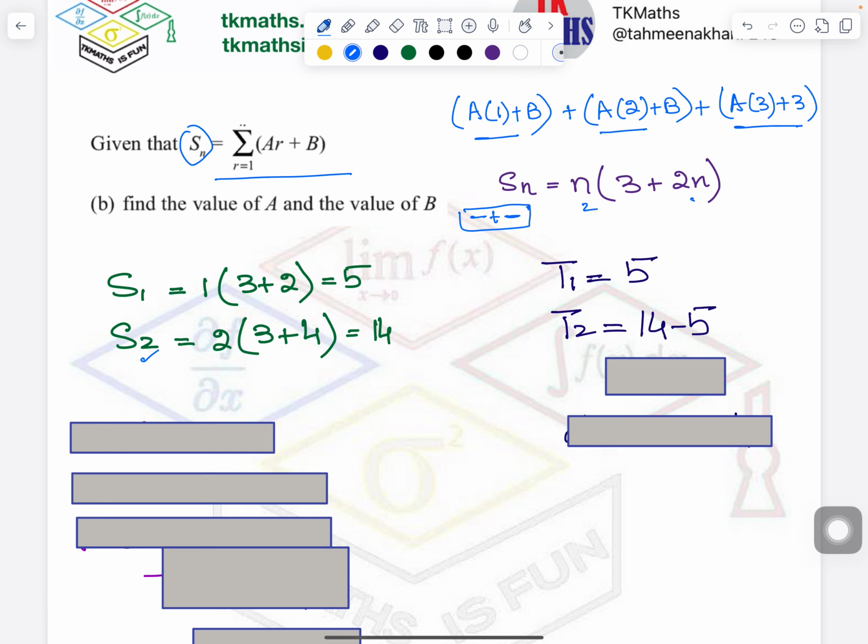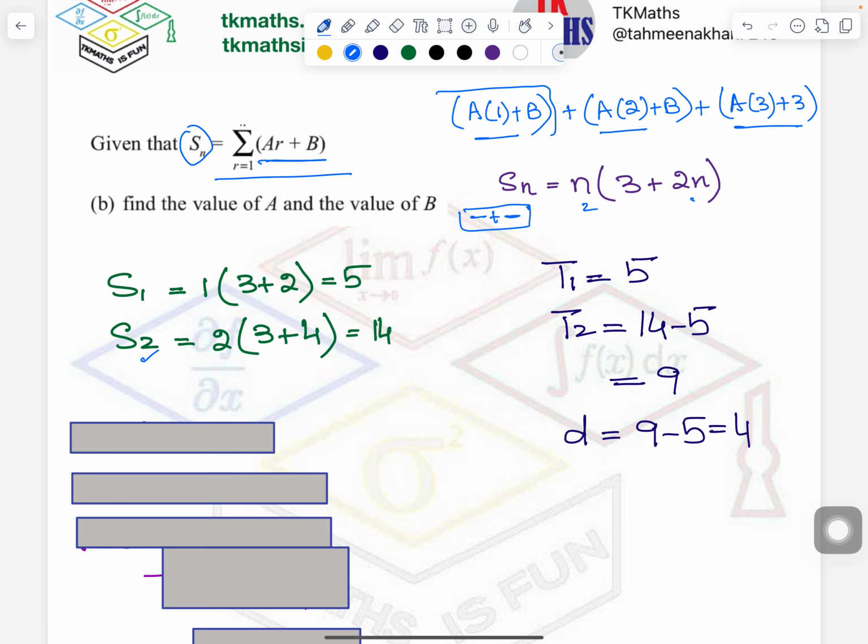Yes or no? Because the sum of the terms is 14. So if I do 14 minus 5, I will get the second term. And that will help me to get the difference. Because if you know the first term and the second term, and you subtract them, you will get the difference between the terms. The question told you that it is an arithmetic progression. Now you have a equals 5, d equals 4. And you have to find out the value of A and B.